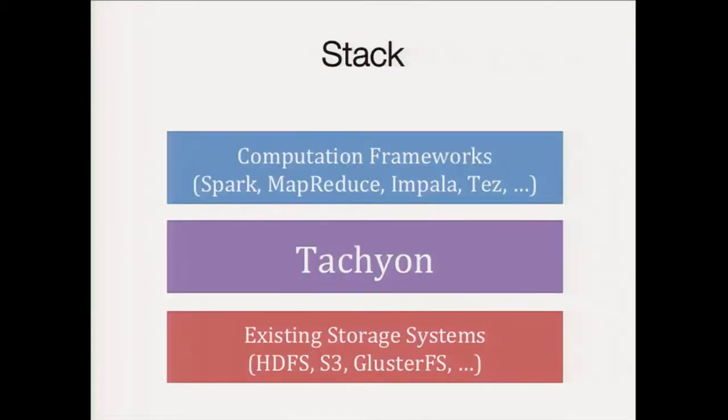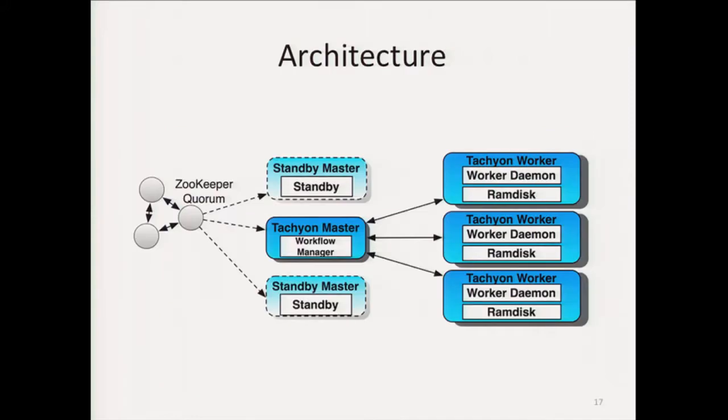And then this is the architecture of the system. It has a very simple architecture. It has a single logical master that keeps track of the location of every file and the status of the cluster. And on every single worker node, it runs a Tachyon worker daemon to manage the local space. Besides the worker daemon, we also have a RAM disk to store the real in-memory data.